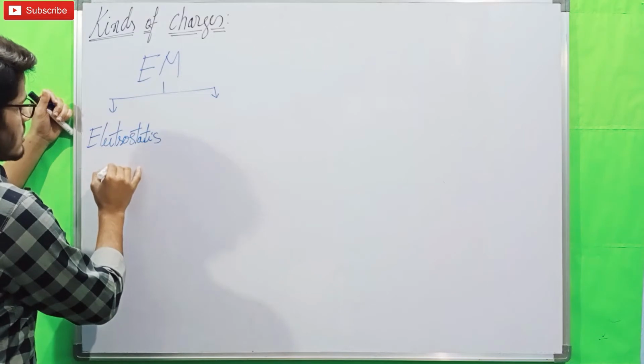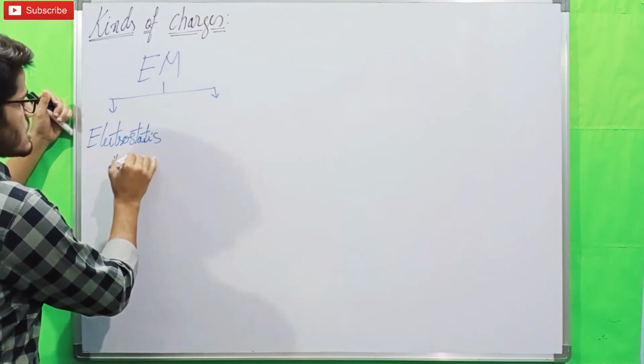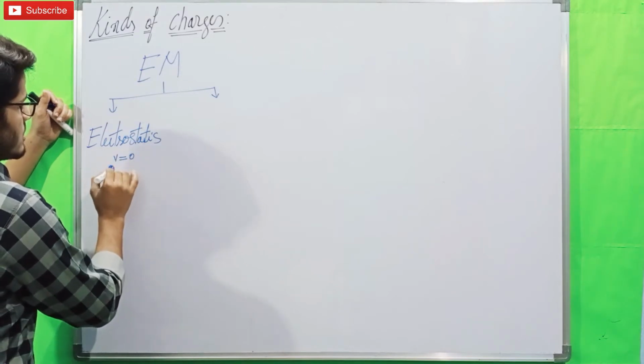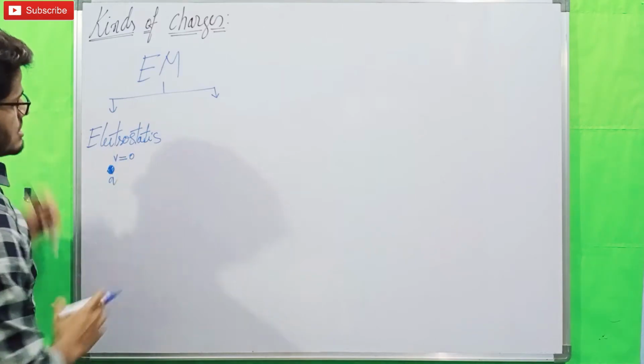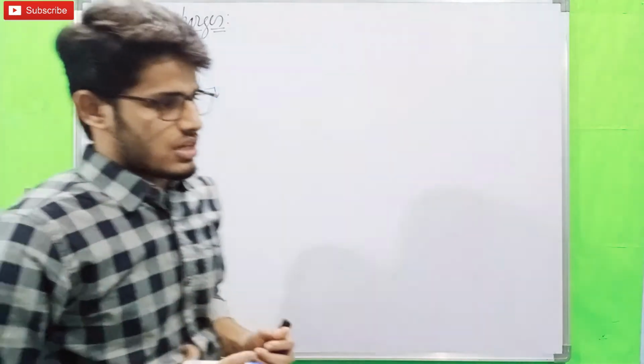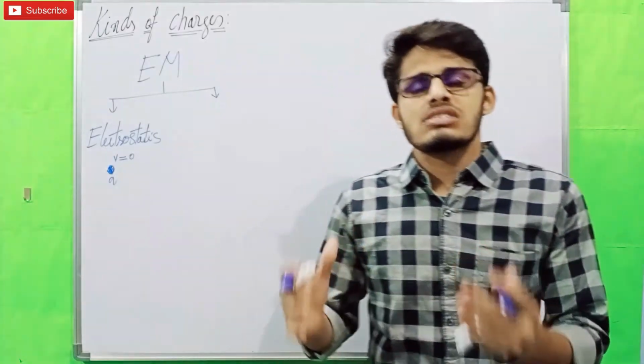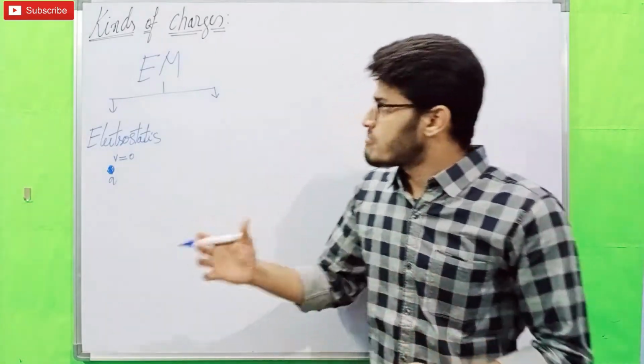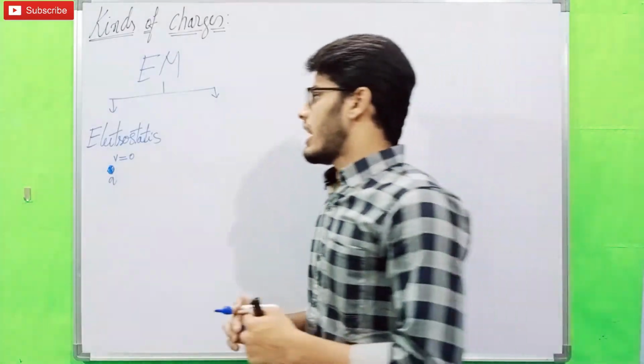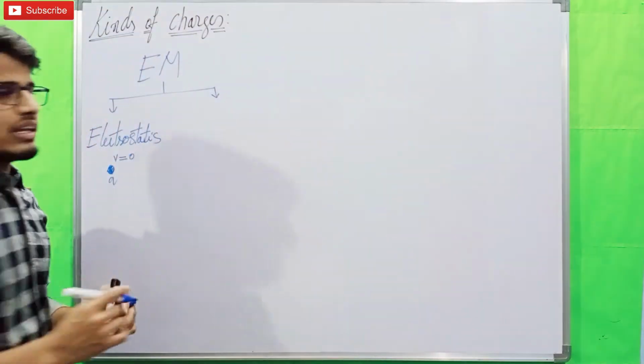Electrostatic means what? The velocity of the charge is zero. These are the rest particles, rest charge particles having charge q. We will study these charges, and that study comes under the study of electrostatics. It is a part of electromagnetic theory, and the other part is electrodynamics.